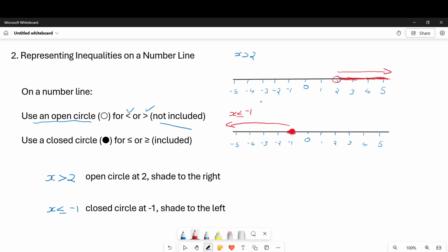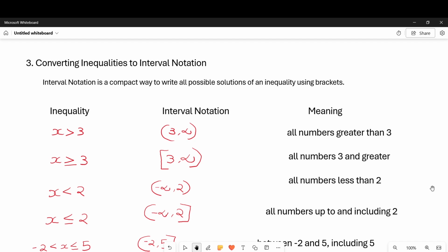So keep in mind, when we use an open circle, the value is not included, for example with the greater than or less than symbol. When we use a closed circle, the value is included, for example with less than or equal to, greater than or equal to. So exclude and include.